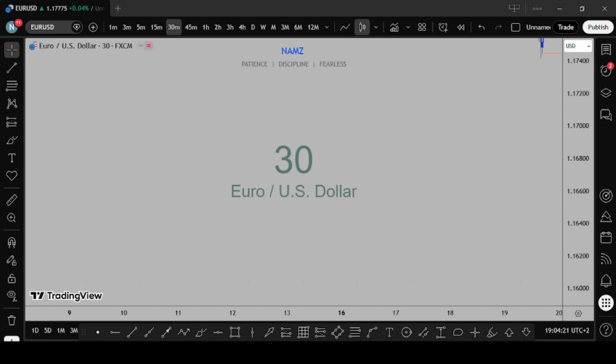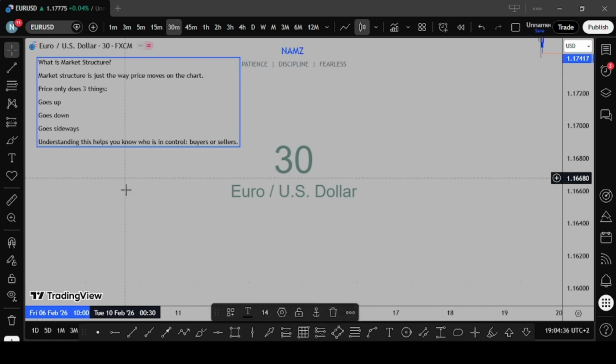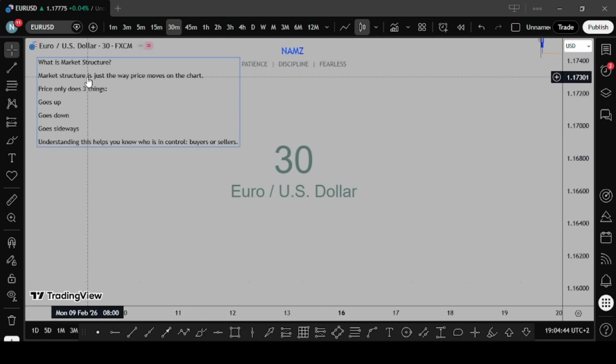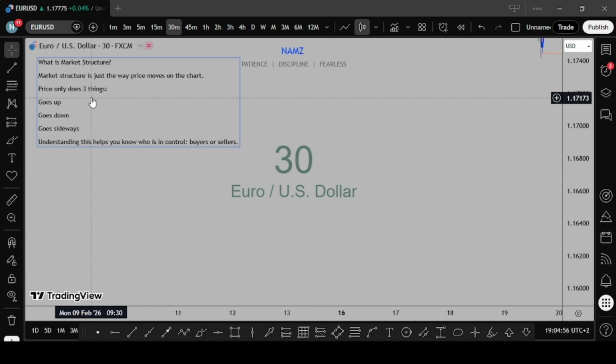What is market structure? So let me just type something here. Copy and then I paste. Okay. So what is market structure? I'm simply saying market structure is just the way price moves on the chart. And the only thing we need to know is that price only does three things.